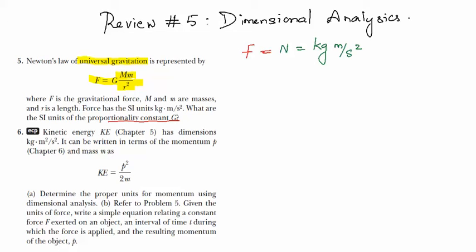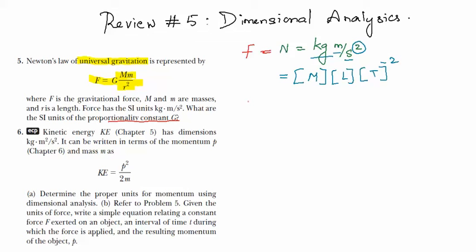So the dimension of force would be: kilogram indicates mass, so you have M. Meter indicates length, so the dimension is L. Second indicates time, and it is squared and in the denominator, so it is T to the power -2. That is the dimension of force.